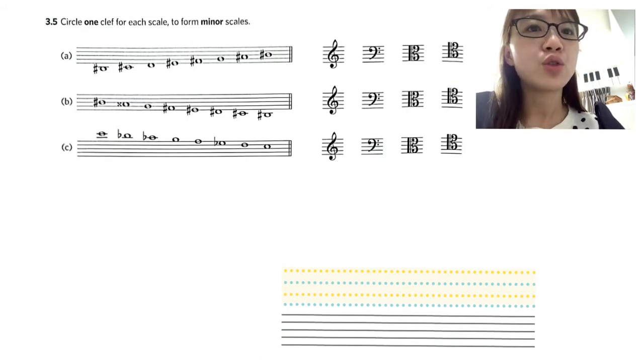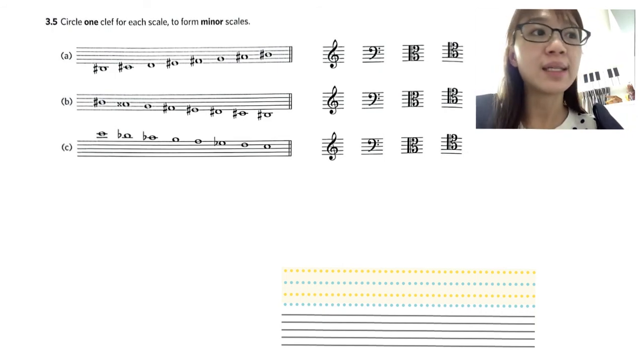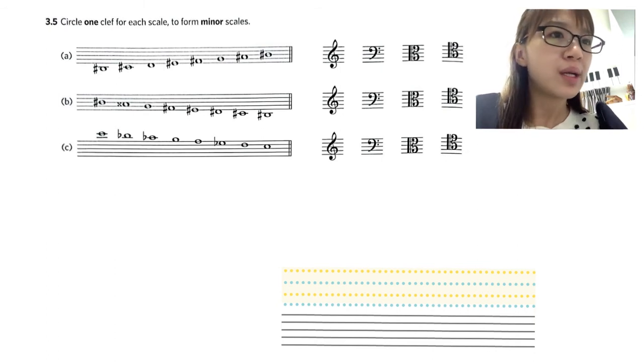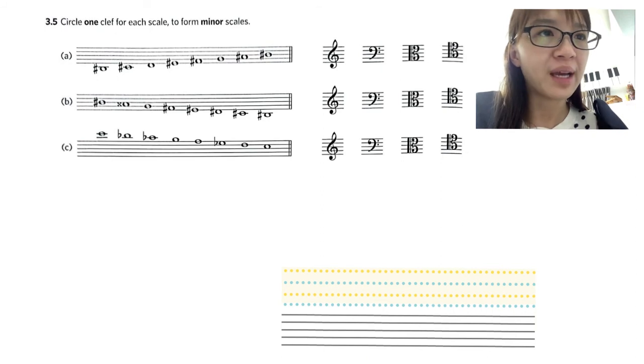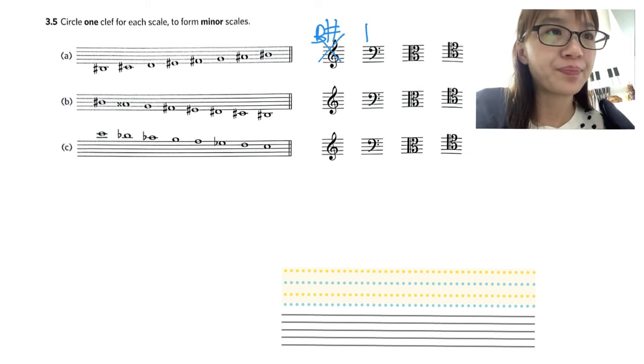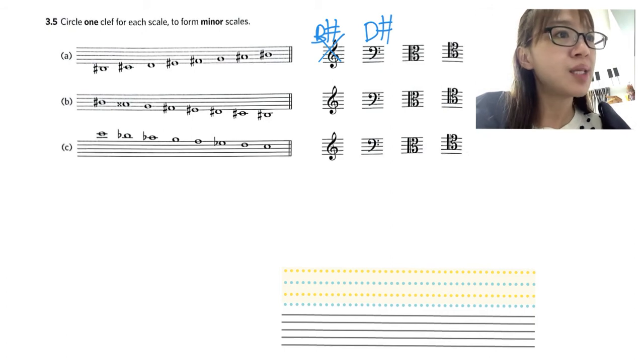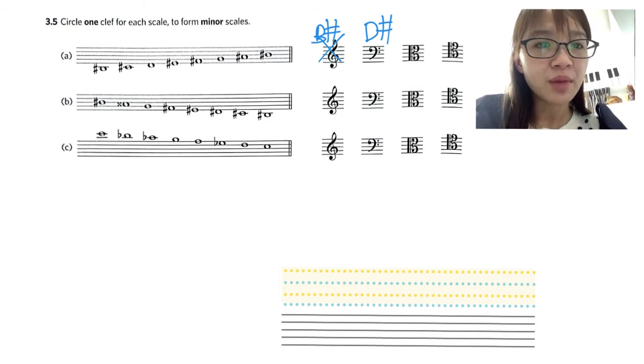For question 3.5, the student needs to circle one clef for each scale. The minor scales here refer to harmonic or melodic; it could be either. So let's name this note in treble clef. This is B sharp. So B sharp minor. Let's check, but there is no B sharp minor, so the first one is not correct. What about this note in the bass clef? It's a D sharp. So we need to know D sharp minor, which has all six sharps. Assume this is bass clef: D, E, F. Very quickly, the third one has no sharp, and it's the third note. You should have the sharp, but there is no sharp, so this answer is not correct.